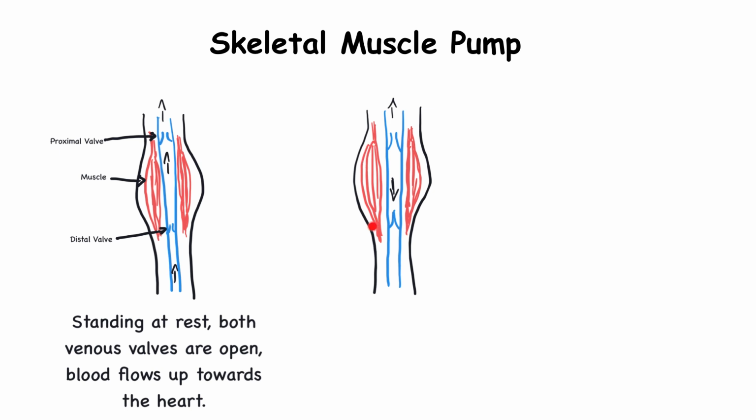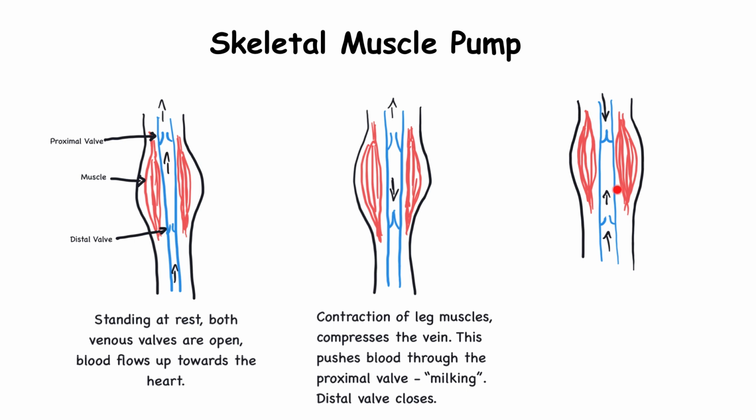So the muscles contract, this compresses the vein, and this is going to push the blood up through the proximal valve that is closer to the heart, and the distal valve is going to close. This prevents backflow. When the muscle relaxes after contraction, pressure is going to fall. This is going to cause the proximal valve to close.